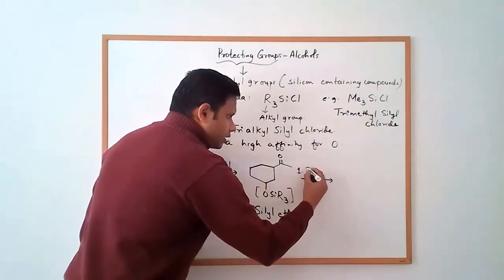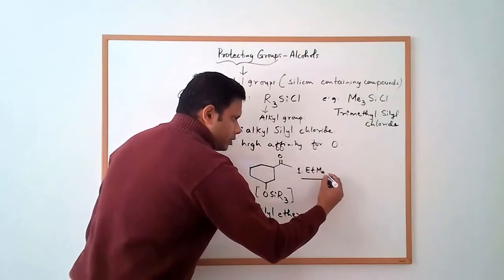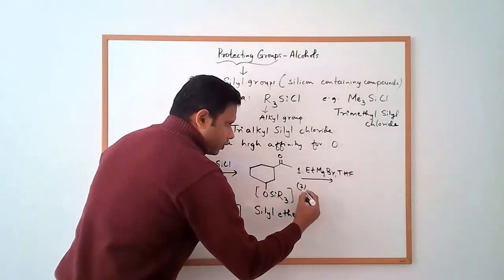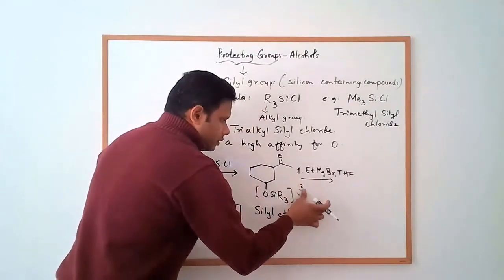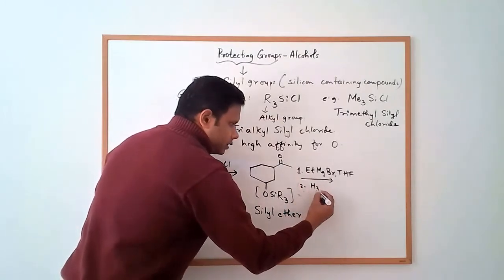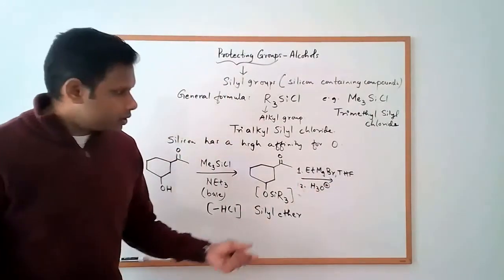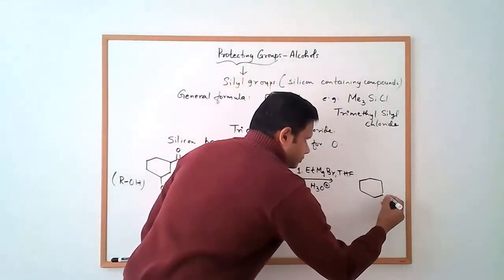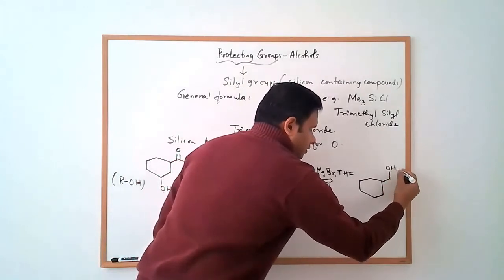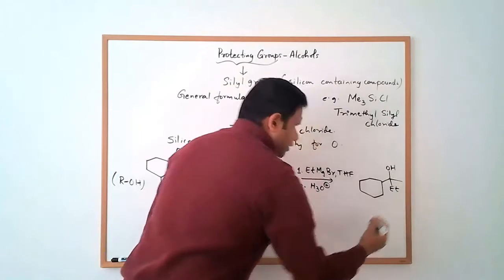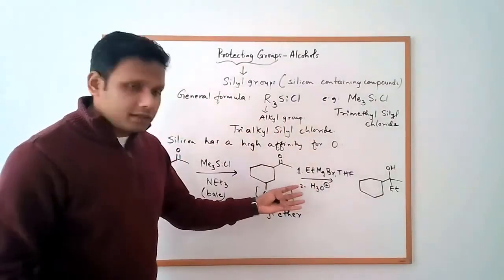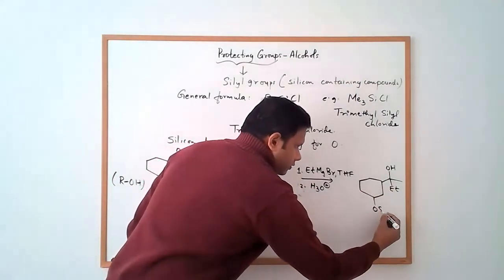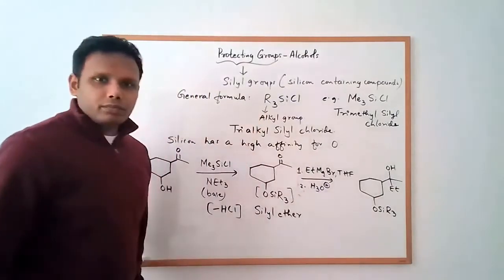So now if I react this protected compound with the Grignard and follow it up with an acidic workup or a water workup, what I'm going to get is the tertiary alcohol here. I'm not going to go through the mechanism of the Grignard reaction itself because we've looked at that before. Okay, and we will have the silyl ether group over there.